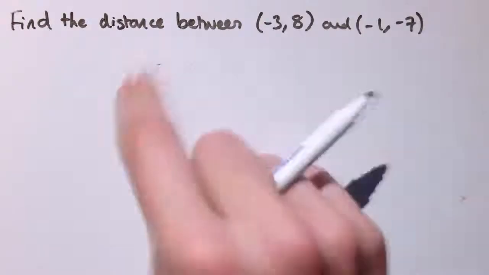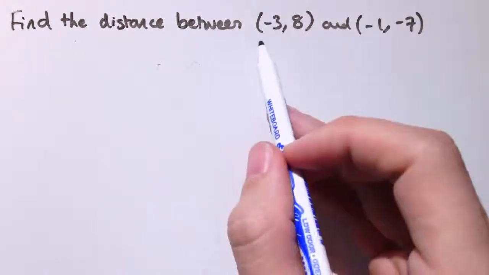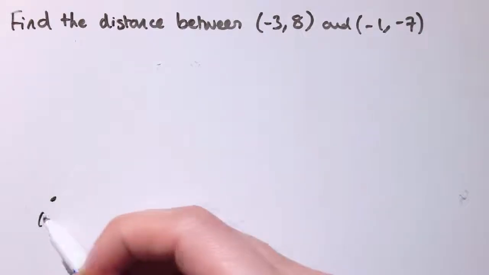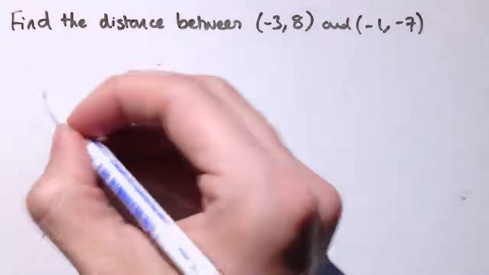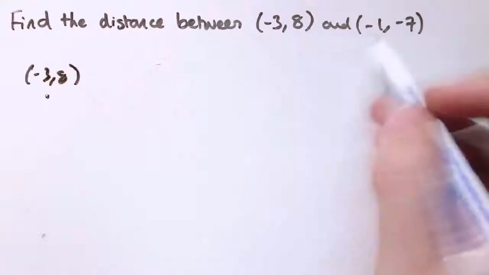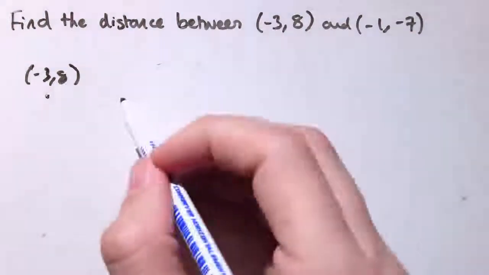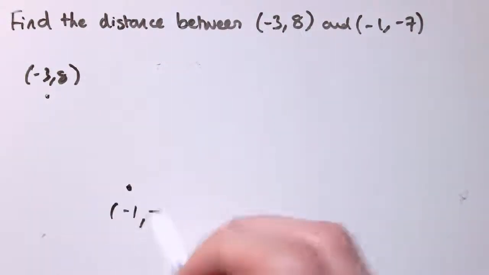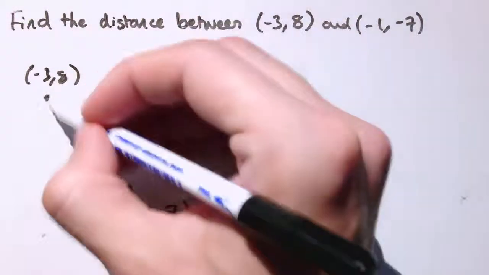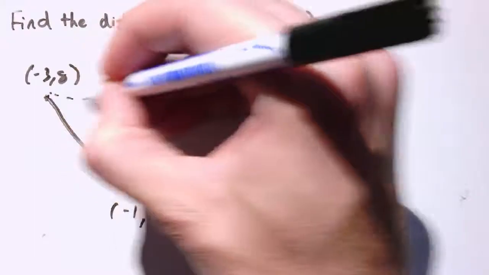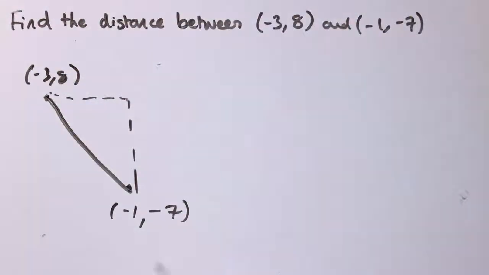Just be a bit careful if you've got negative values in here. So let's say I've got (-3, 8), and then (-1, -7). That would be a bit further over here and down here, so (-1, -7). The same principle applies. We're thinking about these distances, and before, all we did was take one coordinate away from the other, and then do that again with the other values. So we can do that here.